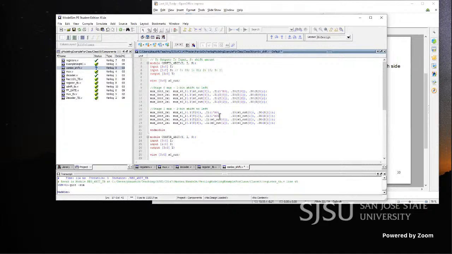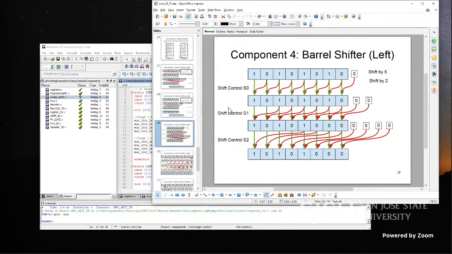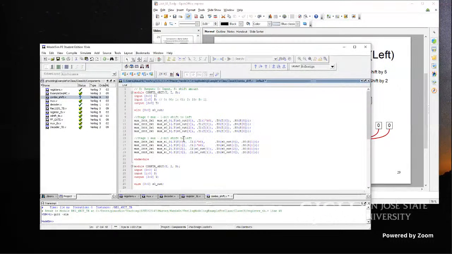Okay, question at this point? So we are simply trying to achieve this: multiplexing, shifting by 1 bit, and then the next stage shifting by 2 bits, introducing 2 zeros at the LSB side. That's what we are defining here.